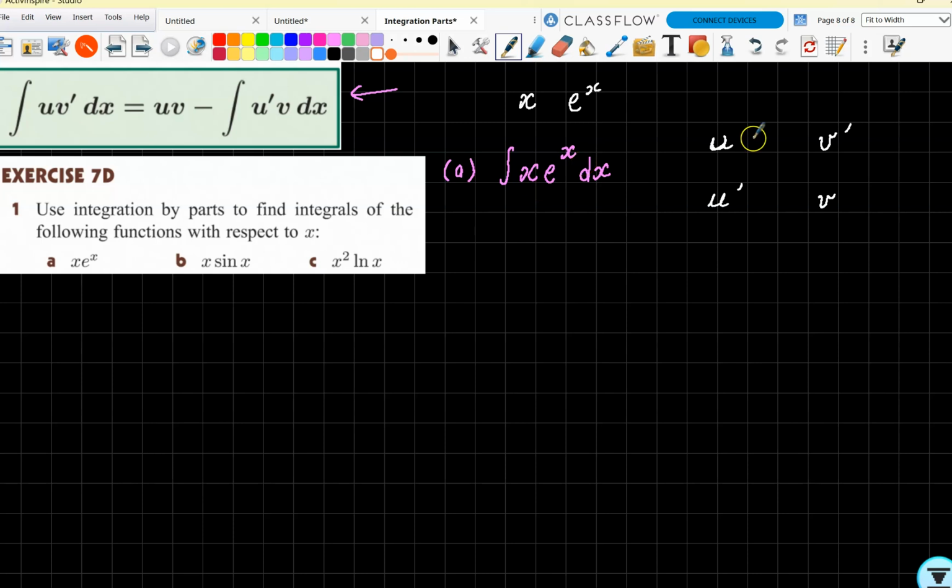However, x is going to be the winner for differentiating because the derivative of x is just 1. That's really nice. The integral of e to the x is similarly beautiful, and that is just e to the x. Whereas if we had made x the function that we wanted to integrate, the integral of x is x squared over 2, and that's going to be messy.